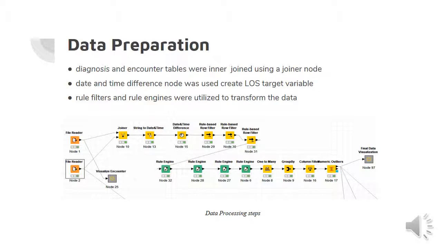Next, in order to create the LOS target variable, we had to convert the admitted and discharge date fields to datetime formats because they were strings. So we used the string to datetime node to convert them, and then afterwards, in order to calculate the length of the stay target variable in days, we used the date and time difference node. Next, we used rule-based row filters and rule engines to limit and consolidate our data set and our variables, which I'll talk about next in the presentation.